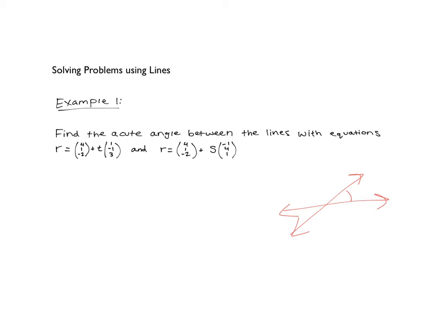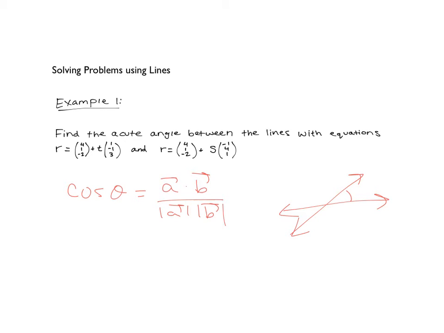Now we've talked about how to find the angle between two vectors, and that formula is on our formula sheet, and it looks like this. The dot product of vector A and B over the magnitude of vector A times the magnitude of vector B. But we need to decide which vectors we are going to use in order to plug into this equation. So what vectors are we finding the angle between?